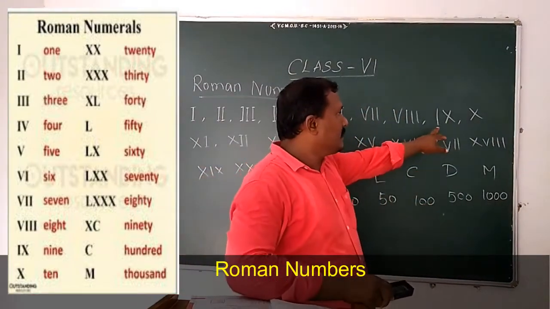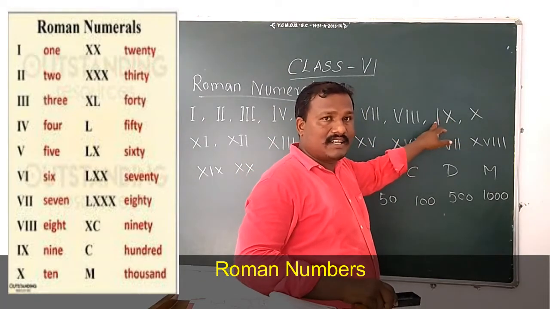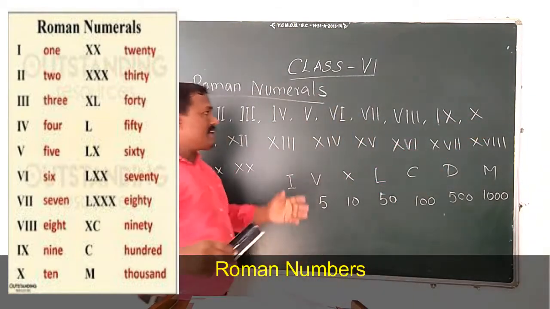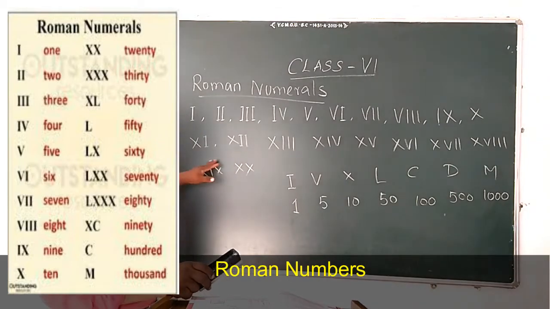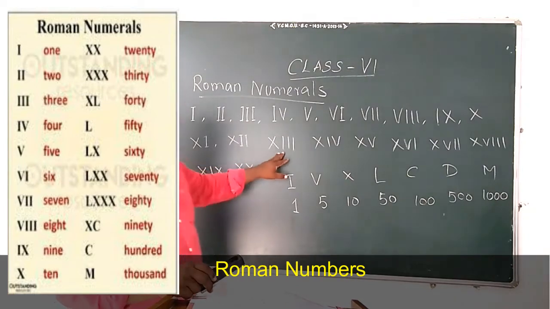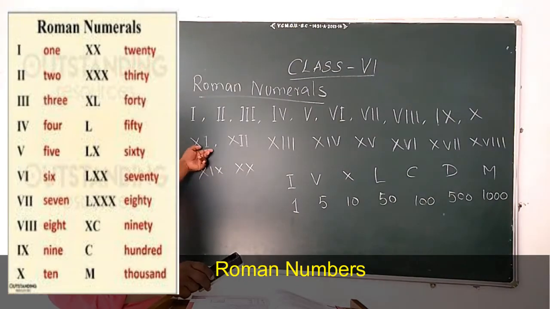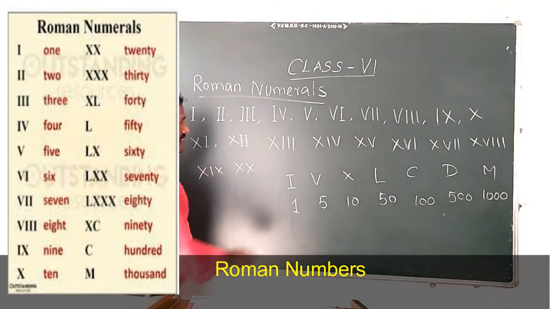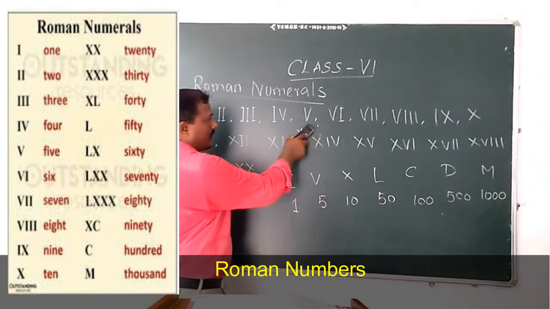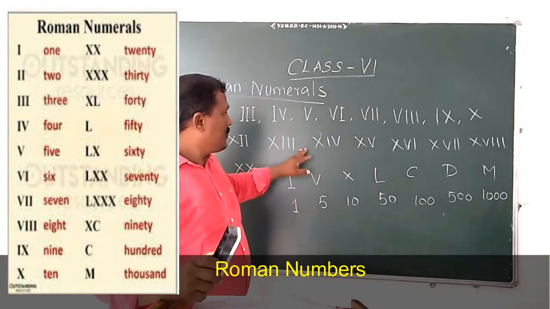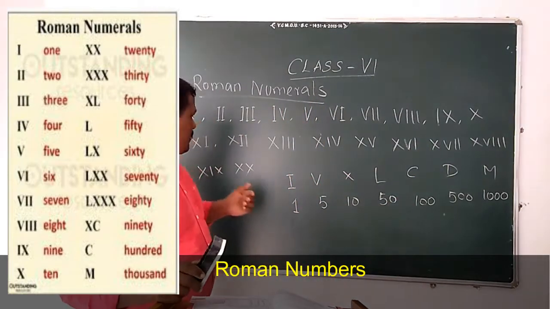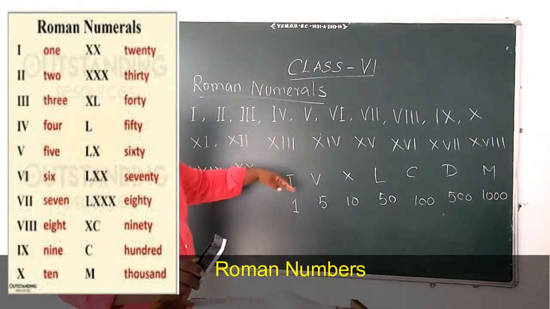Then 9 means X with I on the left side, so we call it 9. Only X we call 10. Same as 11, X with I on the right side. If you put X with II on the right side, 12, and 13. Only 3 times. See, X first time, second time, 3 times. We don't write 4 times like this. So as I told you, there are some rules. Then after that 14, 15, 16, 17, 18, then 19, 20. So we can write like this continuously.